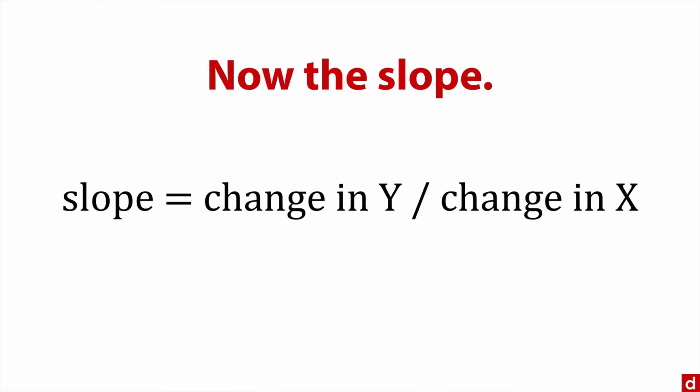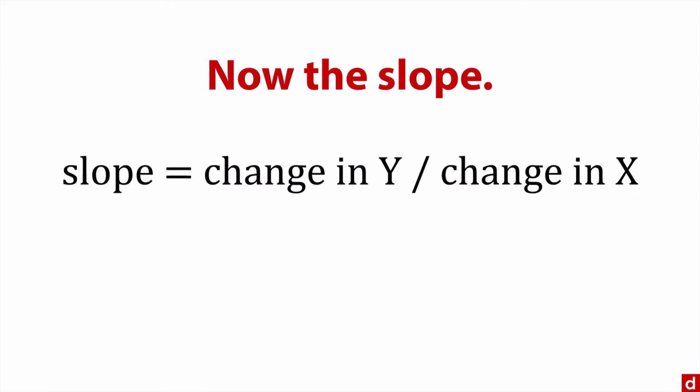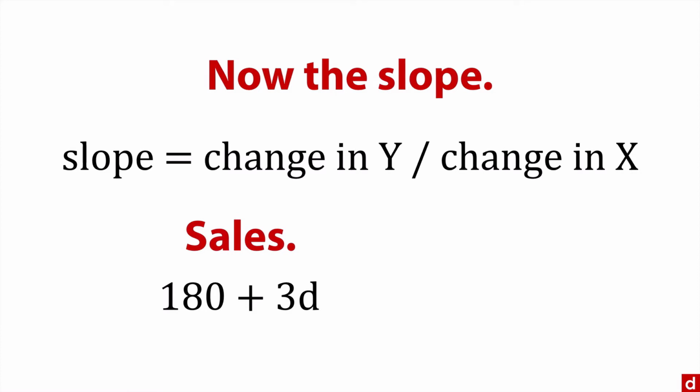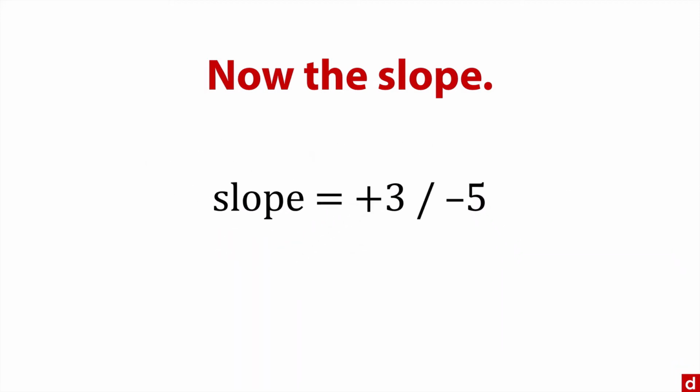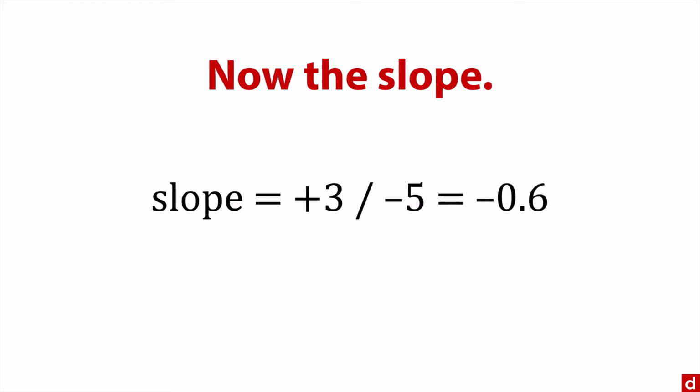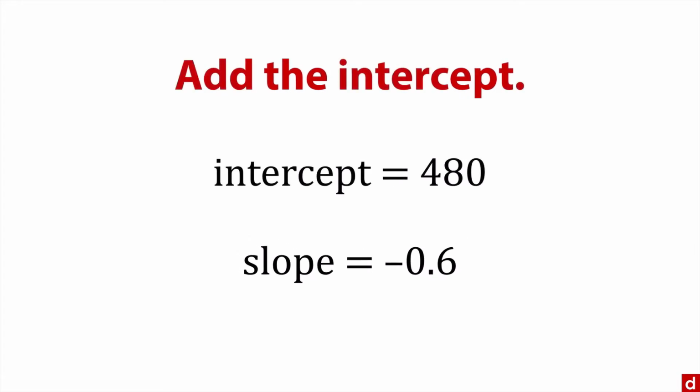The slope is equal to the change in y on the y-axis divided by the change in x. One way we can get this is by looking at sales. We get our 180 new subscriptions per week plus 3 for each unit of discount. And we take our information on price, $500 per year minus $5 for each unit of discount. And then we take these, the 3D and the 5D, and those will give us the slope. So it's plus 3 divided by minus 5, and that's just minus 0.6. And so that is the slope of the line. The slope is equal to minus 0.6.